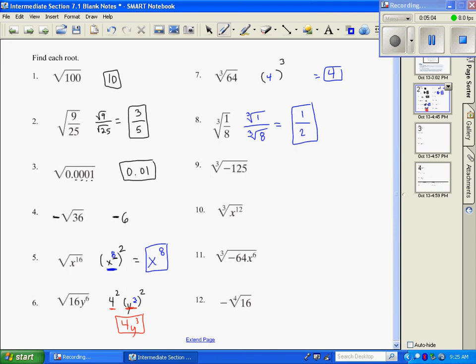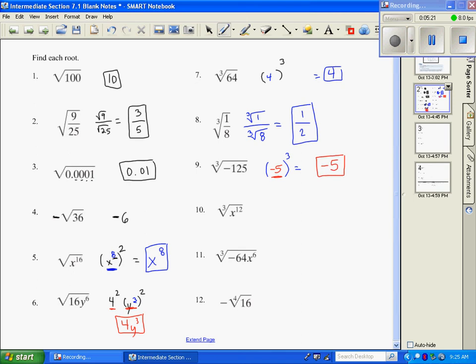Number 9 says, what number to the third power is going to give us negative 125? Okay, so the answer is going to be negative 5. So our answer is negative 5.